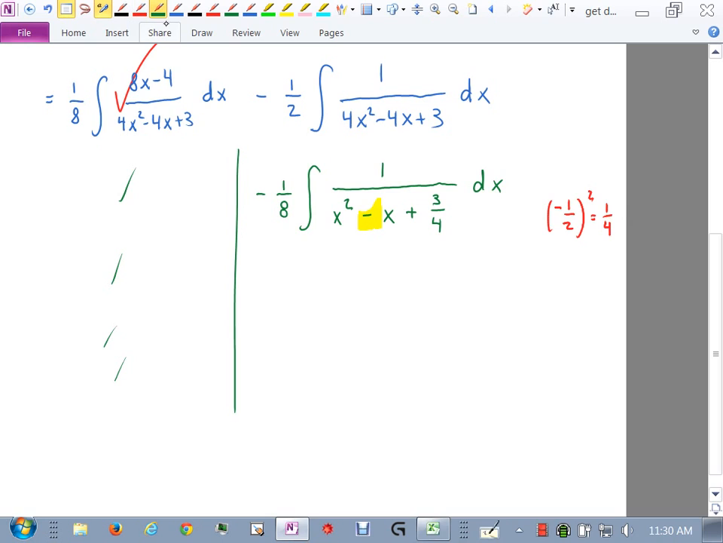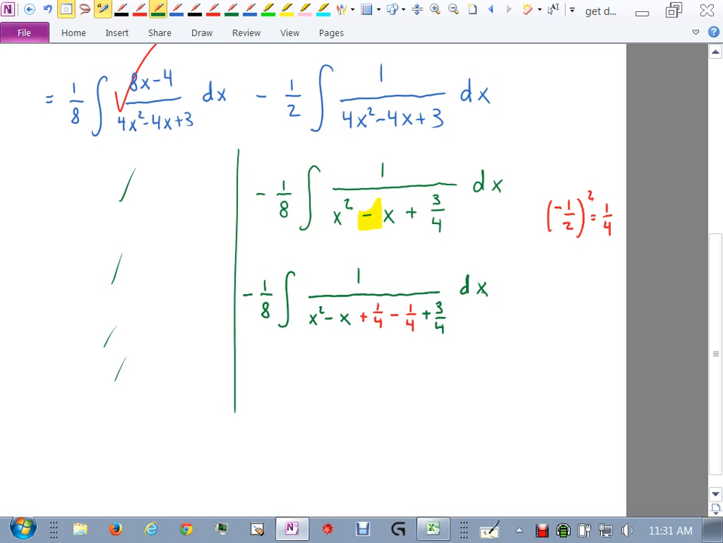So my new integral is negative 1/8 integral 1 over x squared minus x. I'm going to add my 1/4. I'm going to subtract my 1/4. And then I still had down there plus 3/4 dx. So that's my completing the square step.